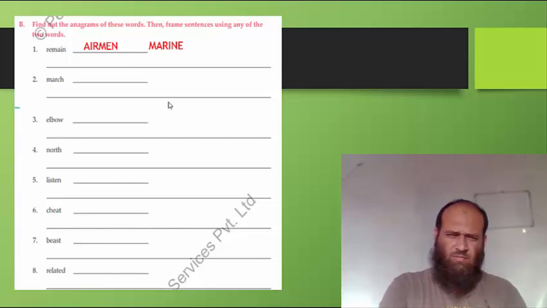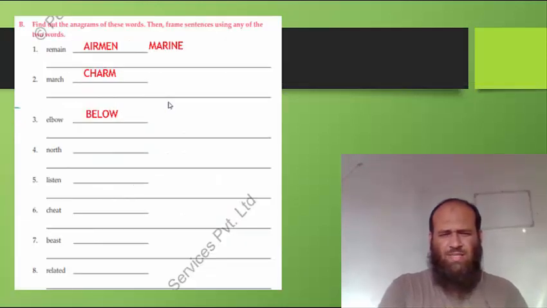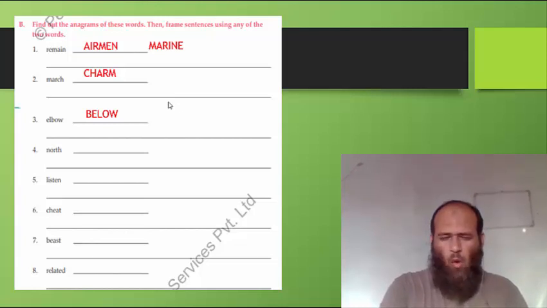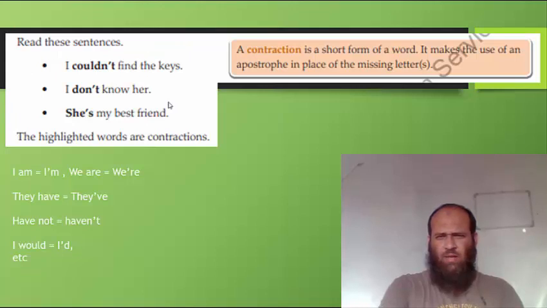sentences. March, in the first example we saw, March becomes charm. Below, elbow becomes below, and you have to make your own sentences using these anagrams. I'm not going to give you more examples because you are grown-up kids, grade 6. Wow, you will do it. That's your homework. Let's go to another topic, that is contraction.